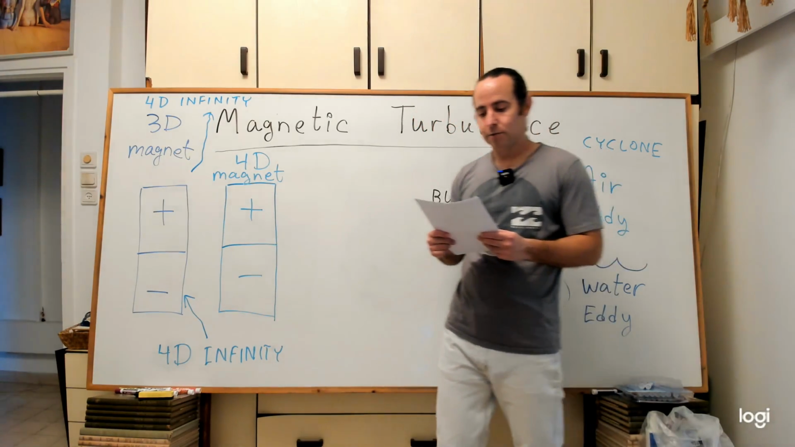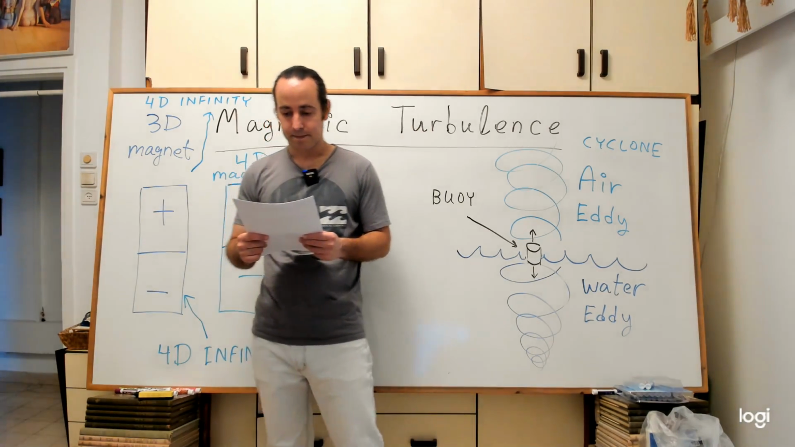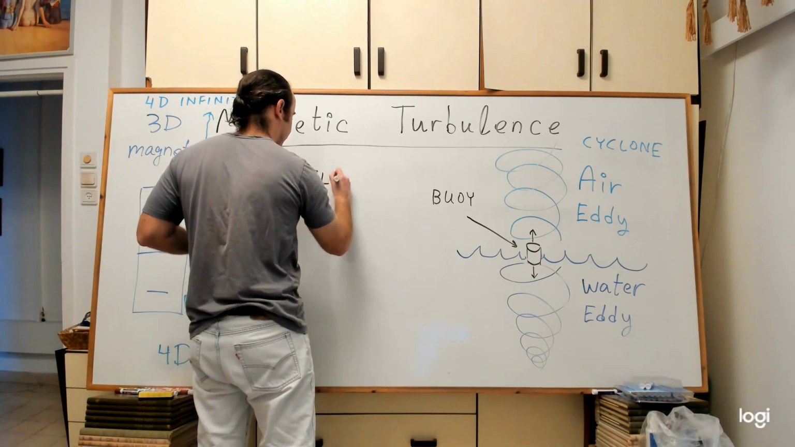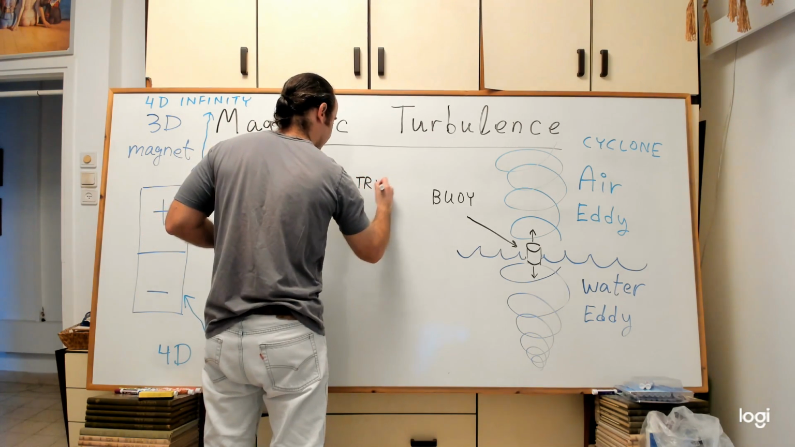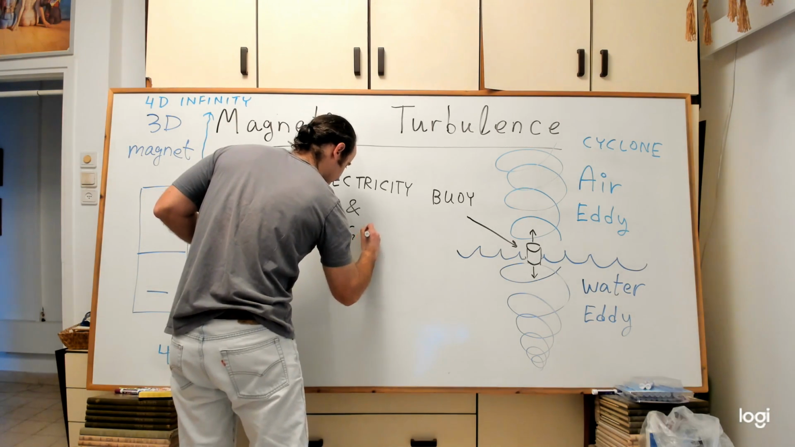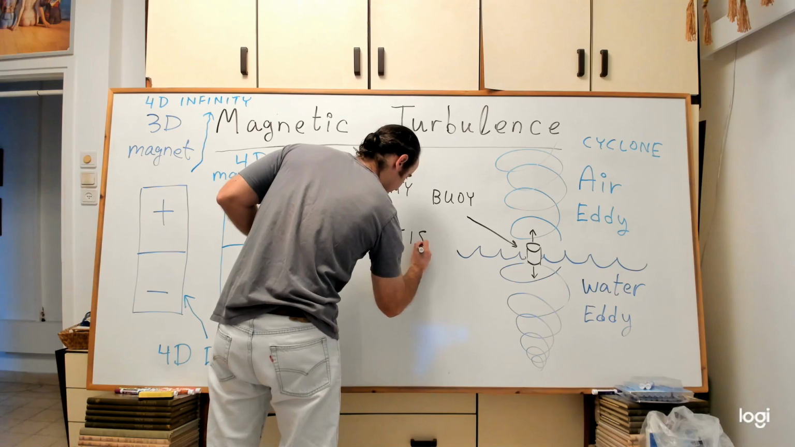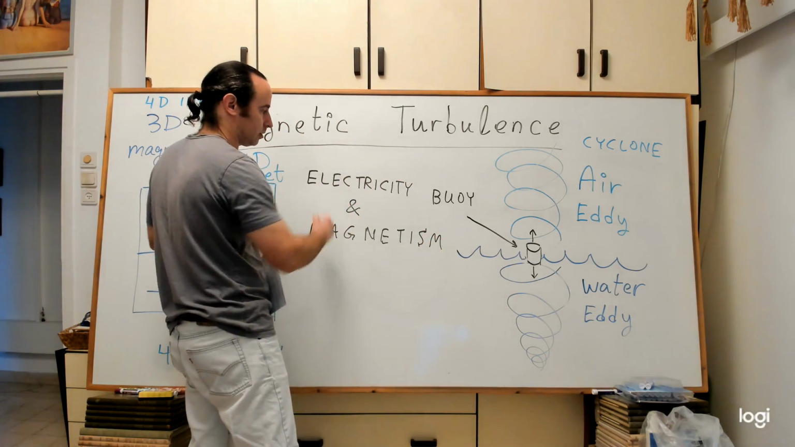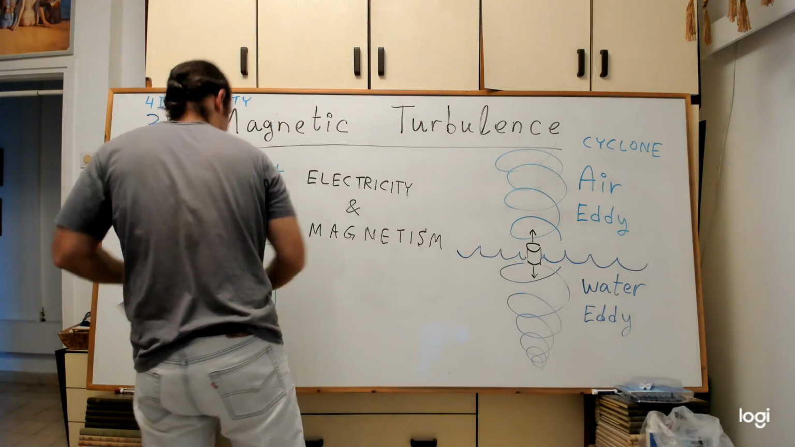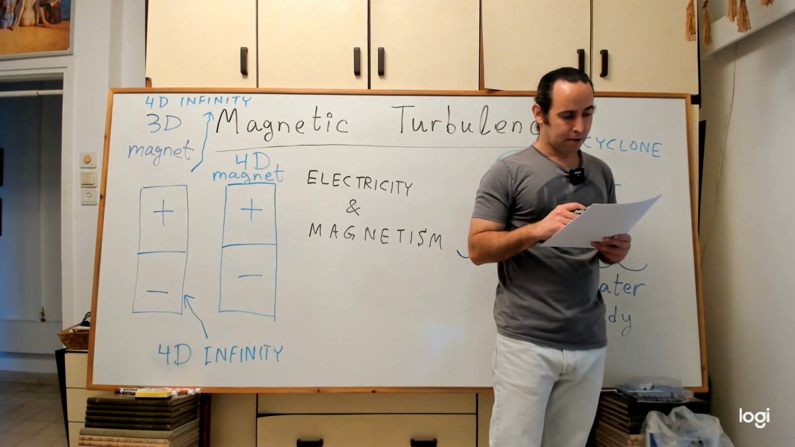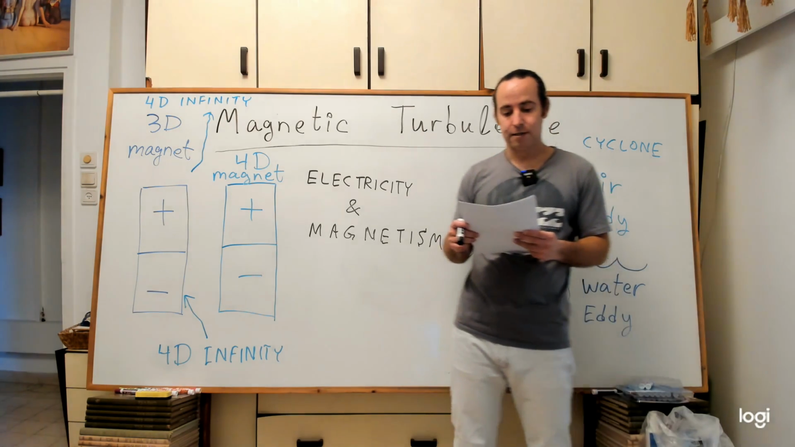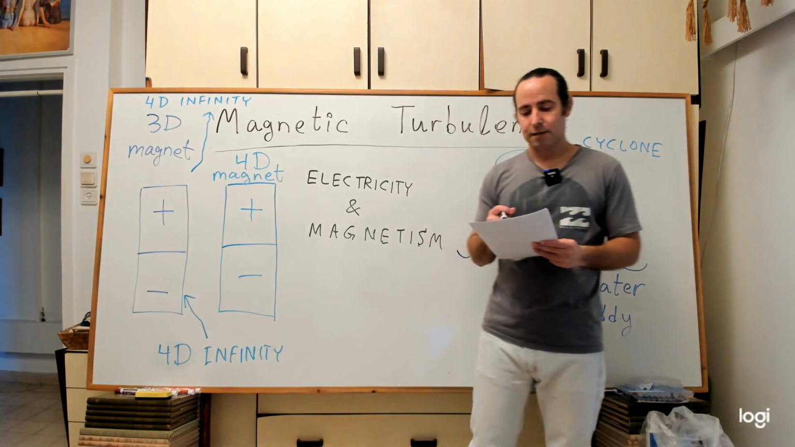Okay, let's think about the connection between electricity and magnetism. Okay, electricity and magnetism. Okay, the connection between them. Let's think about the connection between electricity and magnetism. We know that when we move an electrical charge inside the conductor, a wire, we get a magnetic field.